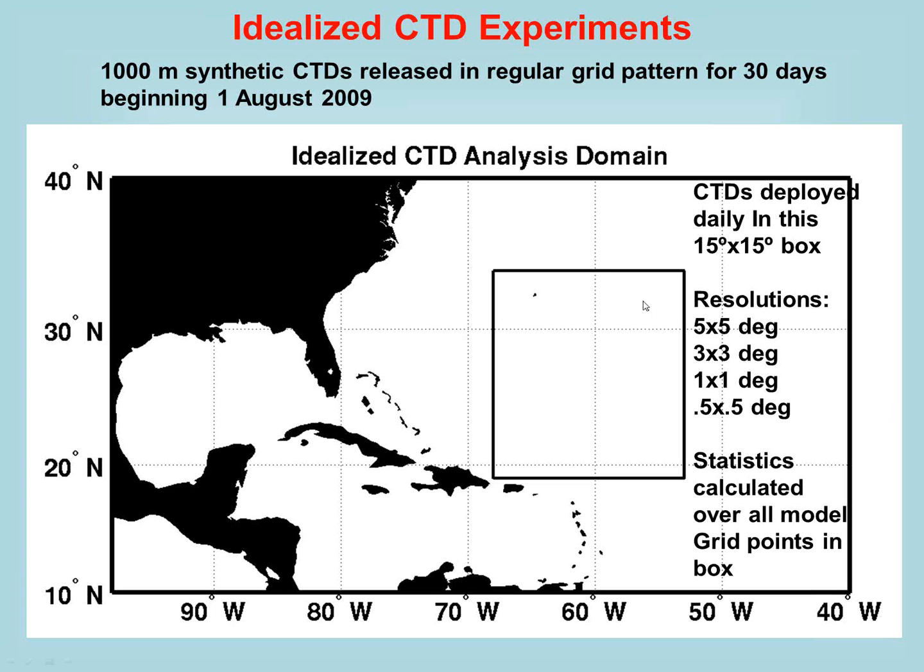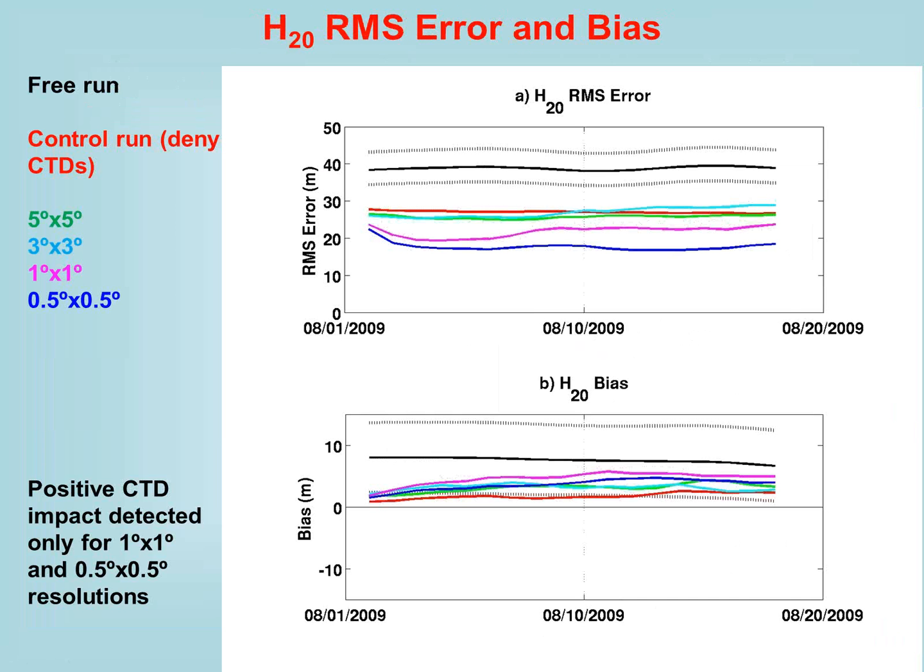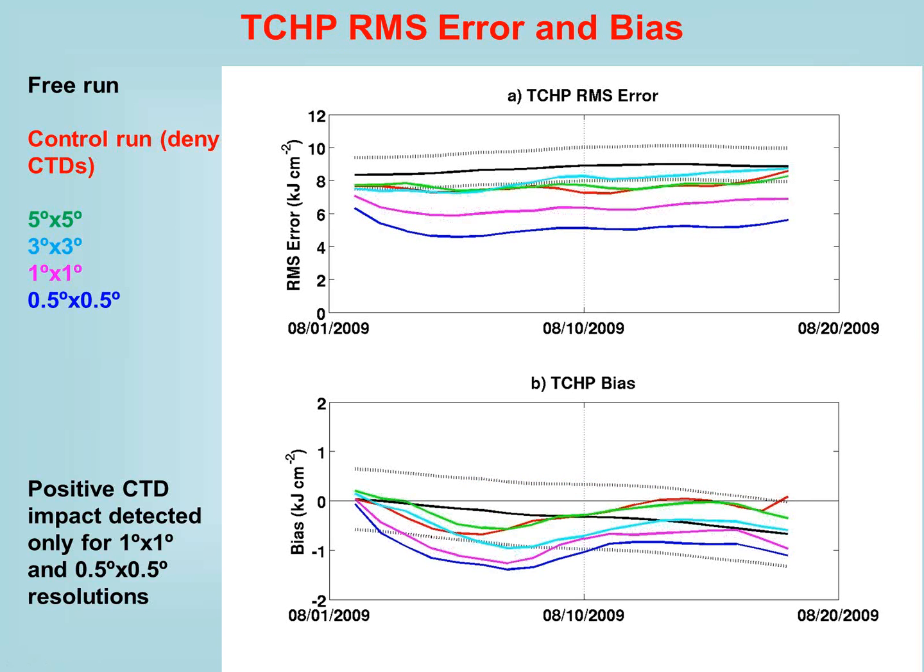And again, statistics are calculated by comparing the forecast model runs with the nature run and at all grid points within the box containing those synthetic CTDs. And for the depth of the 20-degree isotherm, on top in black we have a free run showing the larger RMS errors. The red is a control run, assimilating all observations but not assimilating any CTDs. You see the error level here. And for the 4 different resolutions, you can see that for 5 by 5 and 3 by 3, you don't see any improvement over the control run. But when you get down to 1 degree resolution, 0.5 degree resolution, we're seeing substantial error reductions. And so that is generally consistent with what we've seen in the Gulf Stream. For TCHP, it's basically the same result. With a 1 degree resolution, we're getting measurable improvement, 0.5 degrees, yes, but not so for the coarser resolution sampling.